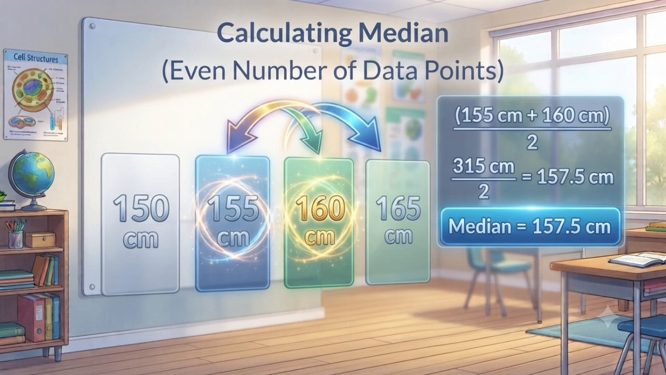In this case, there is no single middle value. We take the average of the 2 middle numbers. The middle values are 155 and 160. Add them together. Now divide by 2. Therefore, the median is 157.5 centimeters.